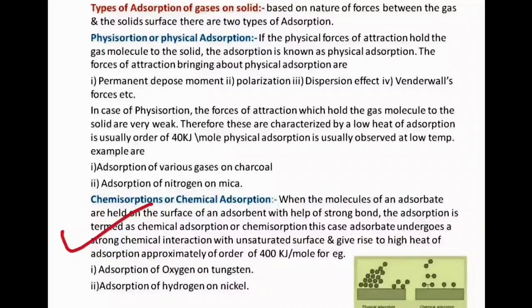Another type of adsorption is chemical adsorption. When the molecules of the adsorbate are held on the surface of the adsorbent with the help of strong bonds, the adsorption is termed chemical adsorption. This is also known as chemisorption. Here the heat of adsorption, that is heat evolved, is about 400 kJ per mole. Examples of chemical adsorption are adsorption of oxygen on tungsten, adsorption of hydrogen on nickel, etc.